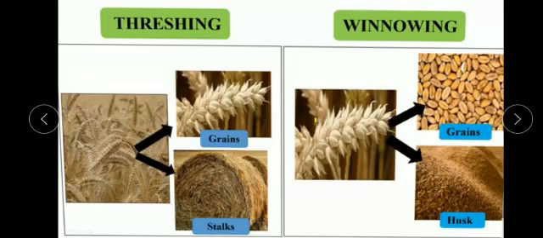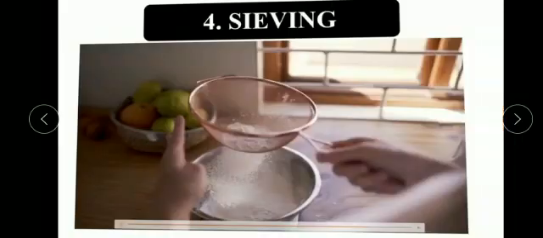Before moving on to the next method, we will revise one more time so that you don't get confused. So what is threshing? In threshing we separate grains from stalk, by beating it manually on a hard surface or with the help of a thresher. But in winnowing we separate husk from grains by the action of wind. Yes, so now I hope you all have understood. Now the next method of separation which we have studied: sieving.